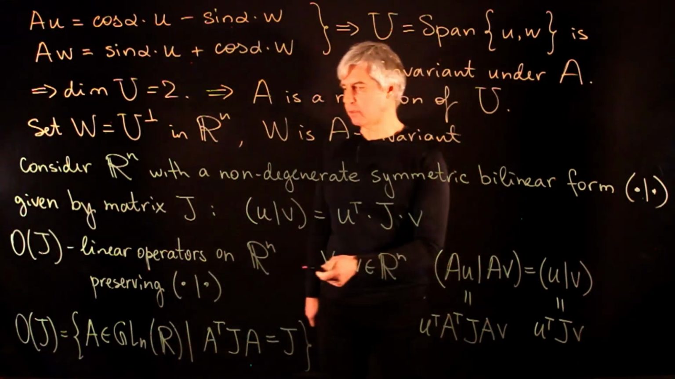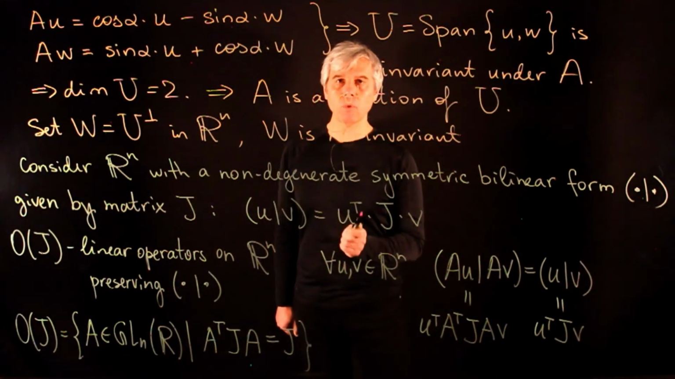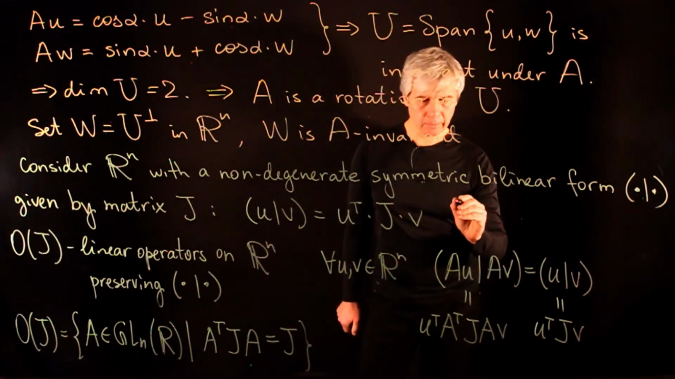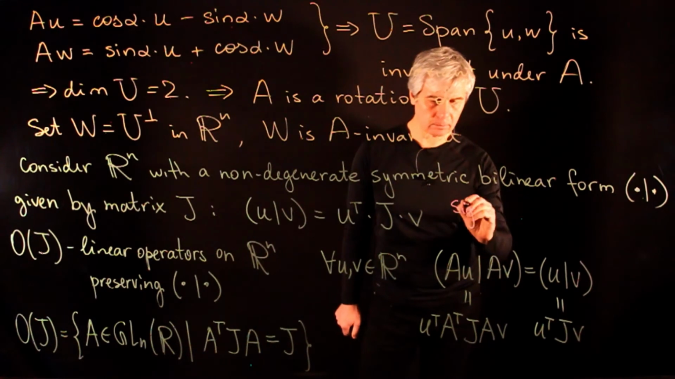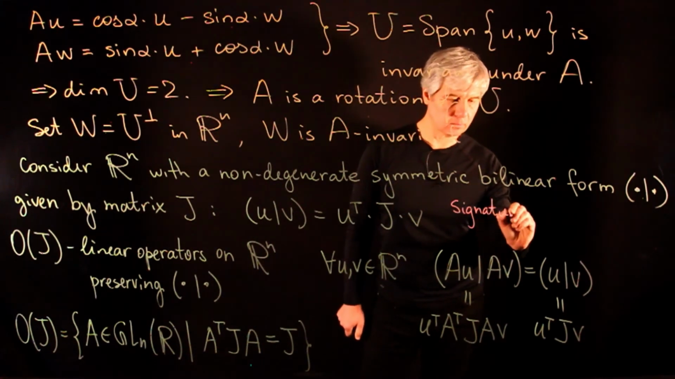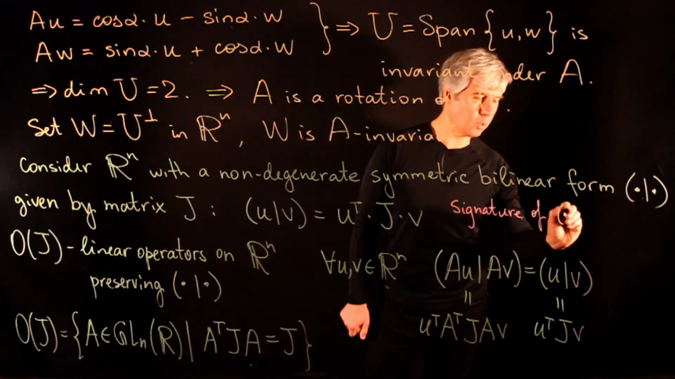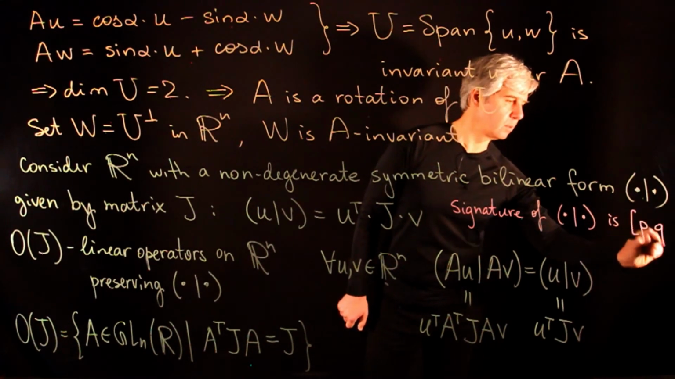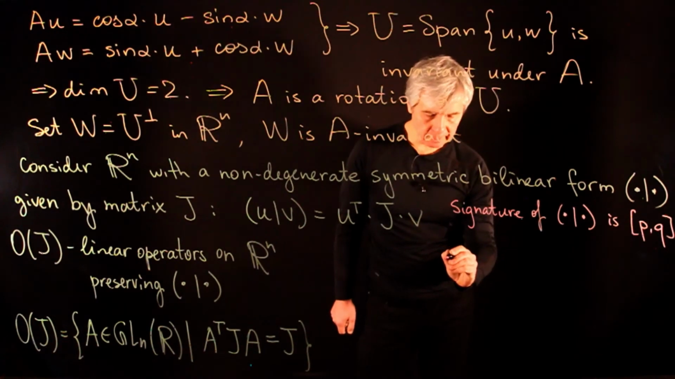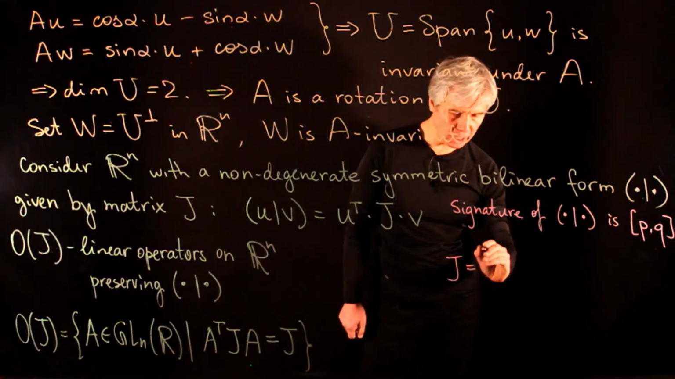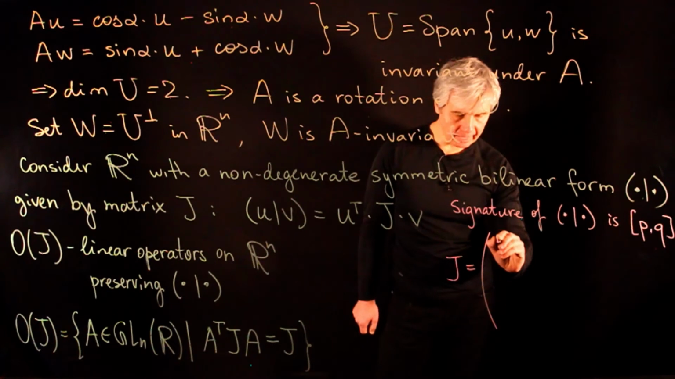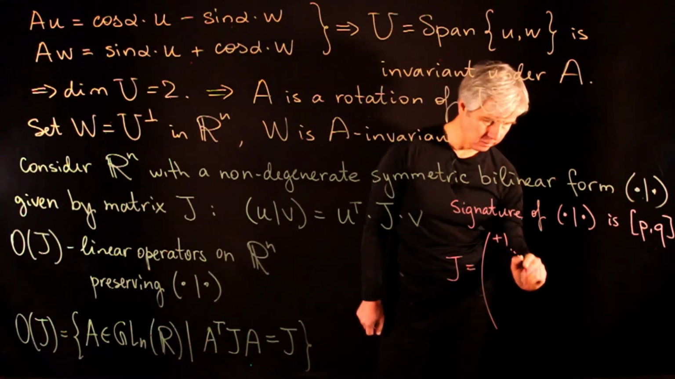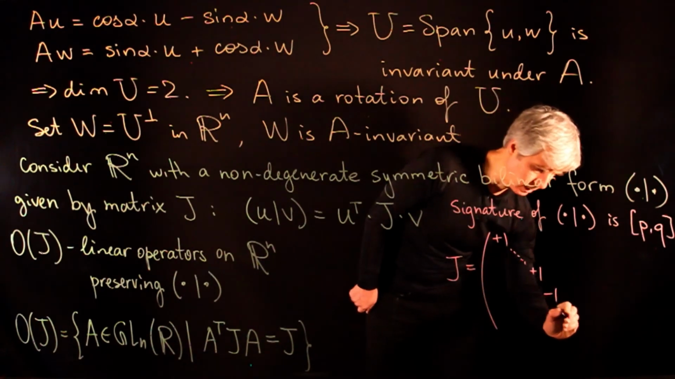We know that non-degenerate symmetric bilinear forms on Rn are determined by their signatures. So if the signature of this bilinear form is (p, q), this means that in a certain basis, matrix J can be written with p plus ones and q minus ones.